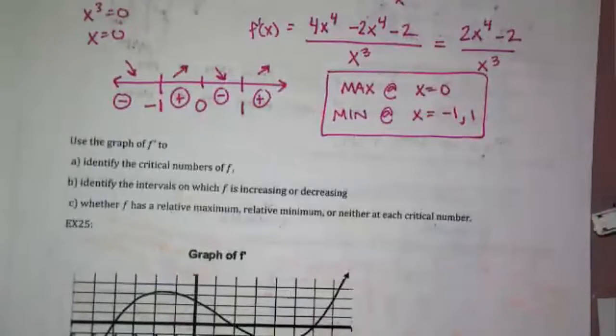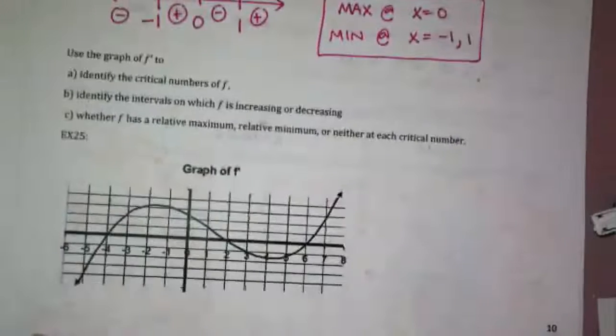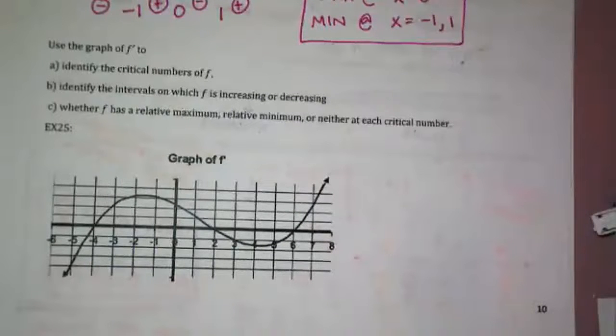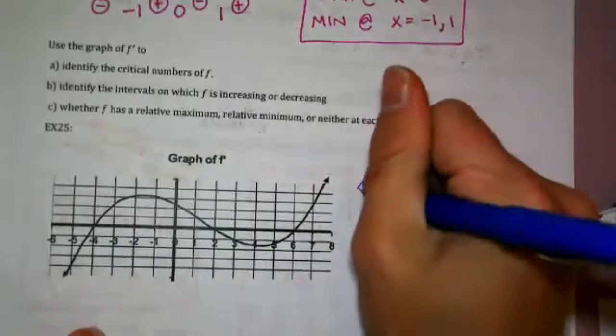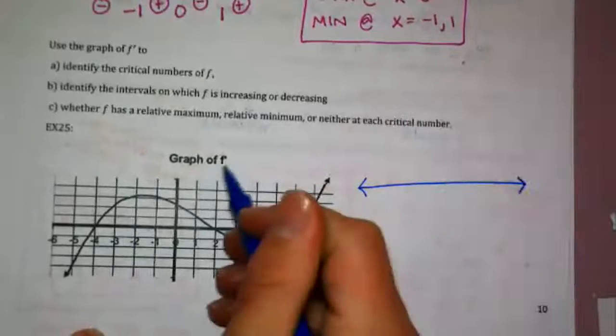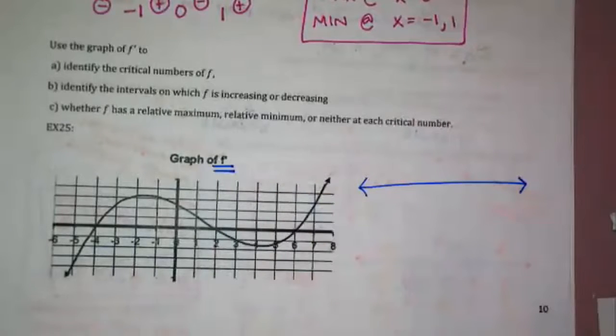All right, so let's look at the next one. So this next one is a graph, which is actually less math. We're still gonna do a number line. No, because this is the graph of F prime, and I want to know the max and mins of F. Does that make sense?